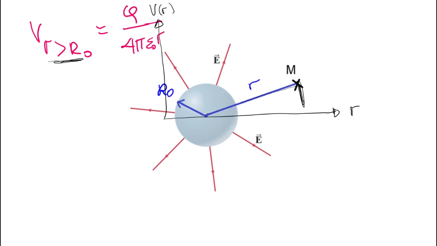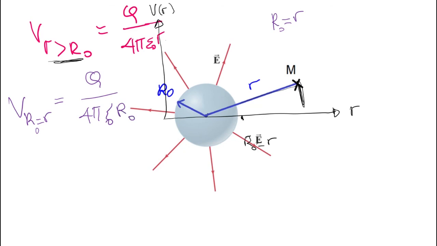Now, when r equals R0, we just replace r with R0. That means the electric potential at R0 equals, it will just be Q over 4 pi epsilon 0 R0.